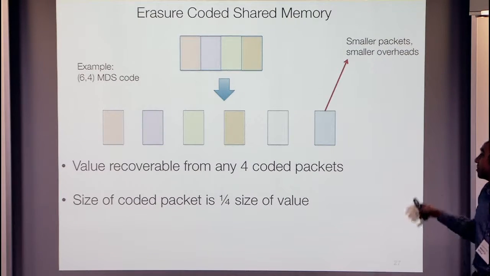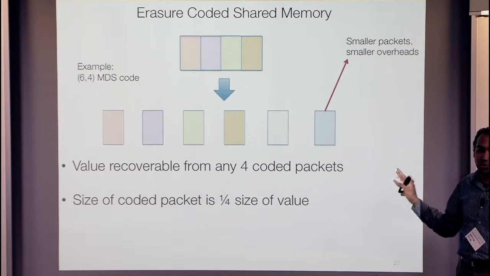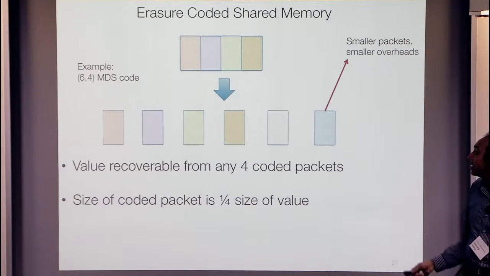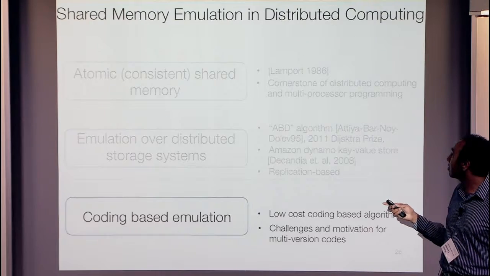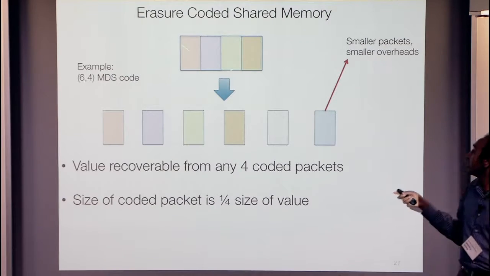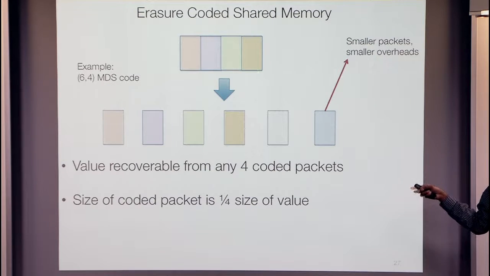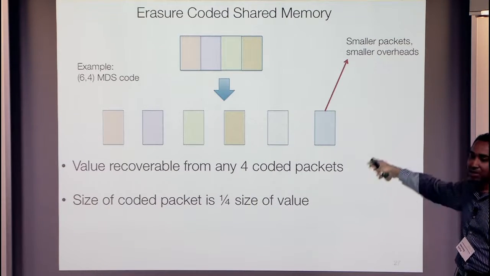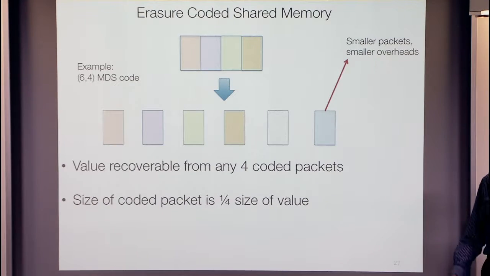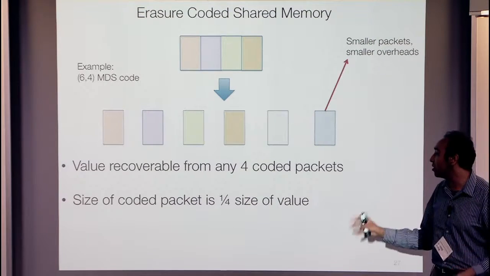Okay. So I'll just show the idea of coding through a (6,4) MDS code. I have a packet, right? And I divide it into four parts and then generate two, say, linear combinations to get a (6,4) MDS code. So any four packets get me my value. And the standard coding argument should hopefully apply.